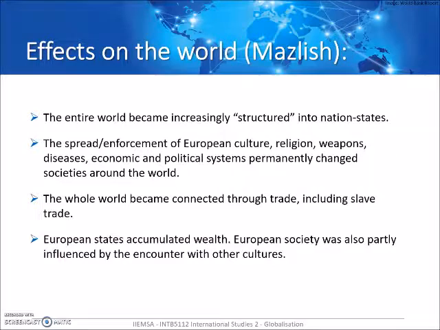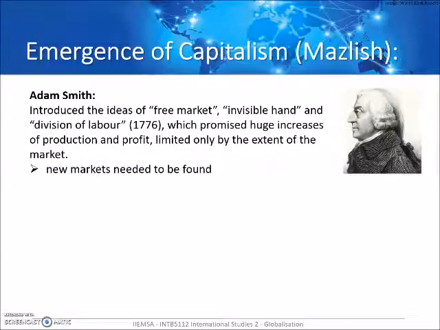Now, if we look at it from a more economic side, another really important factor, according to Matzlisch, that pushed globalization is the emergence of capitalism, right? You might have heard about this in economics classes, in other units, but one of the core concepts was introduced by Adam Smith, which was the idea of a free market and of the invisible hand, and also the concept of division of labor, which altogether promised huge increases in production and profit, right?